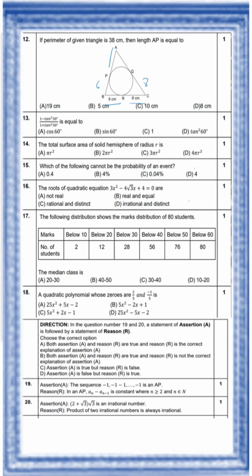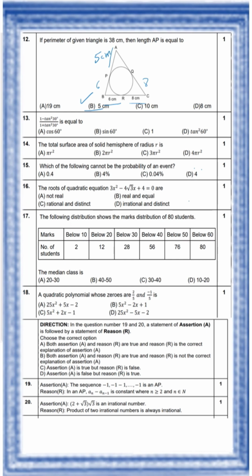Perimeter is 38. 38 minus 28 is 10. AP plus AQ is 10. So AP is equal to 5 centimeter. So option B, 5 centimeter is correct.